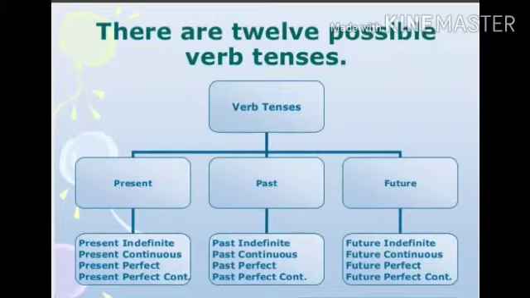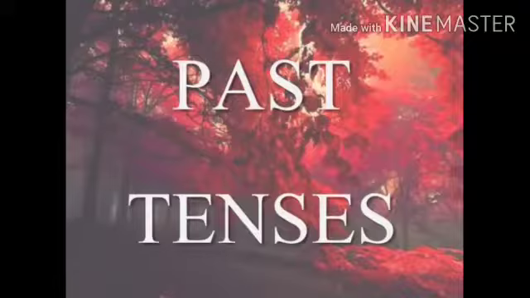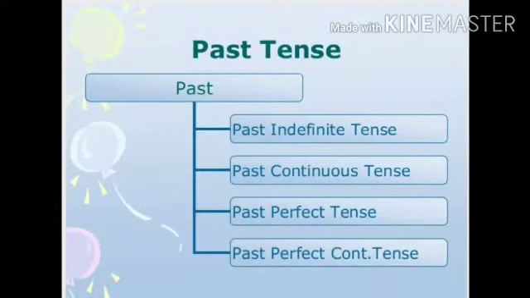First of all, verb tenses are divided into three parts: present, past and future. Afterwards, all the three parts have their own four kinds, and in this way we have 12 kinds of tenses. Now, today we are going to discuss past tense and future tense. Let's start with past tense. Past tense, as I told you, is also divided into four kinds: simple past tense, past continuous tense, past perfect tense and past perfect continuous tense. Let's start with simple past tense.